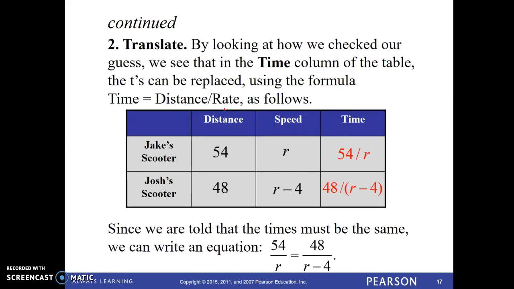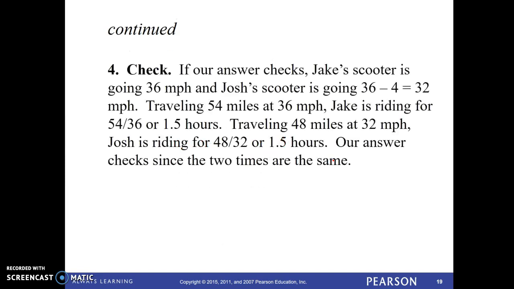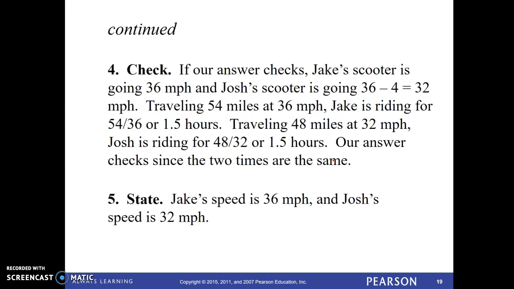Since we were told that the times must be the same, that's why we're able to put a proportion together. We simply make these two expressions equal, after taking the information from the table, and we're just going to solve. Use the cross multiplication if you care to, and get R is equal to 36. Our answer checks, since the 2 times are the same when we put the numbers in. Jake's speed is 36 and Josh must be 32. Makes sense, works out.